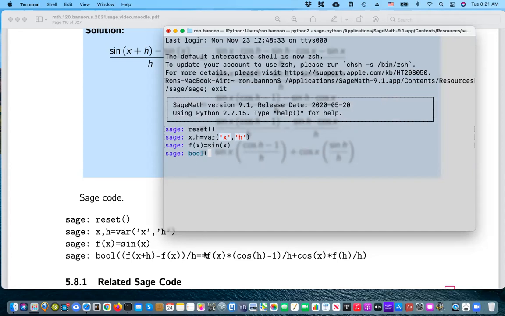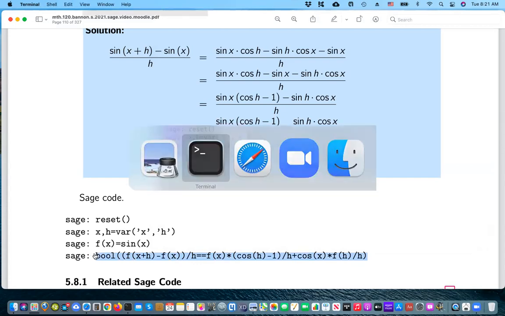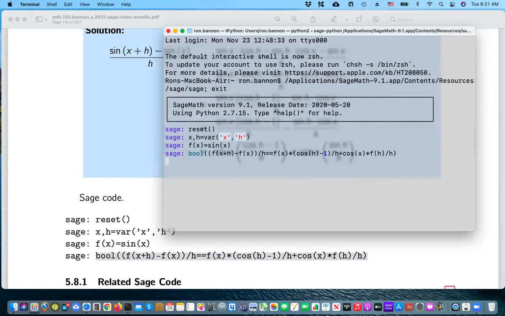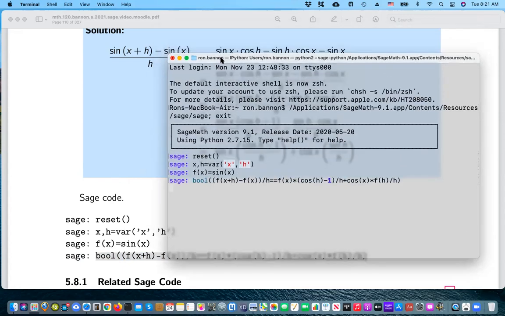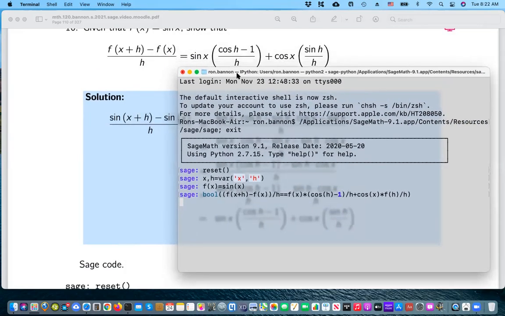I'm getting a little tired, so what I'm going to do is copy. As I do it, though, I want to go back in the notes and point out what they're doing over here. They are taking this side here, f of x plus h, minus f of x, divided by h, and they're wondering, is it the same thing as this side over here? They just simply type it in. And what's it going to be? f of x, which is sine, cosine h minus 1 over h. They just simply copied this over here and did this over here. And things worked out fine.